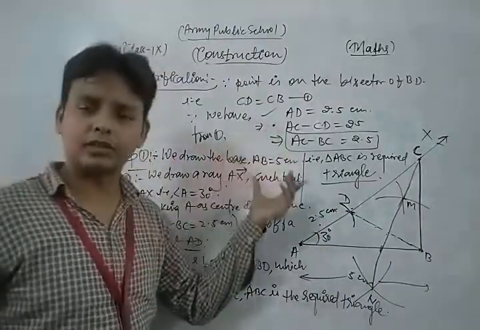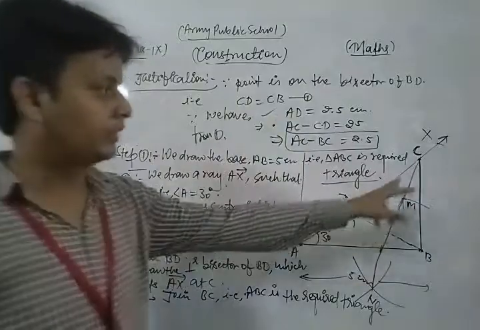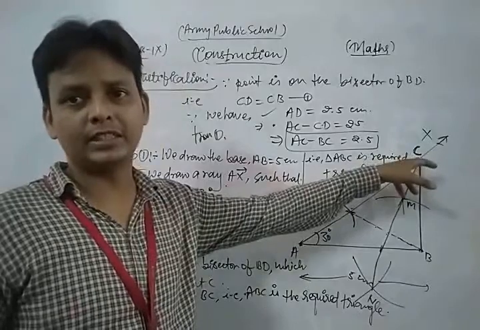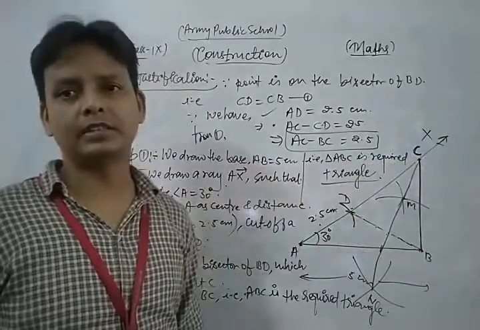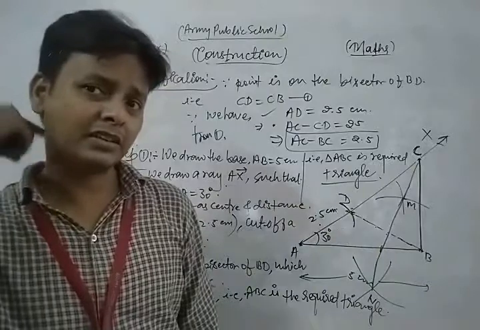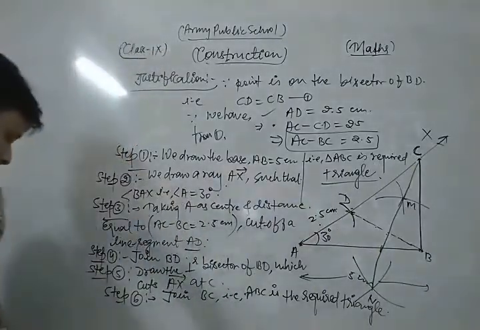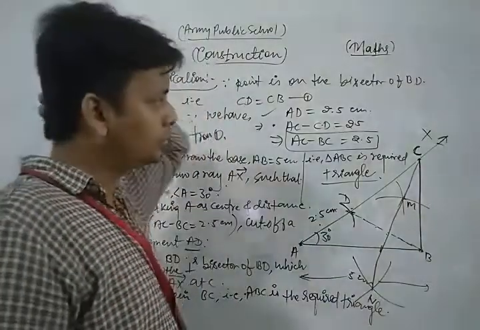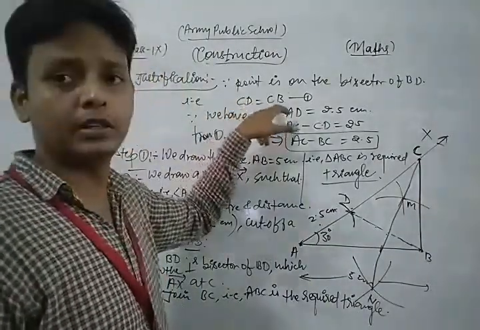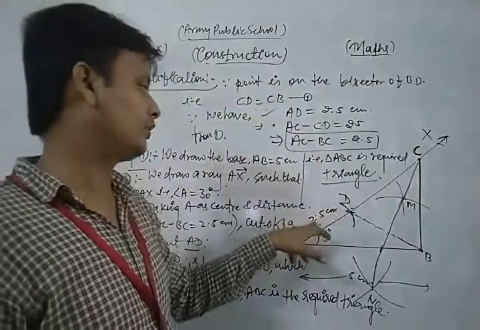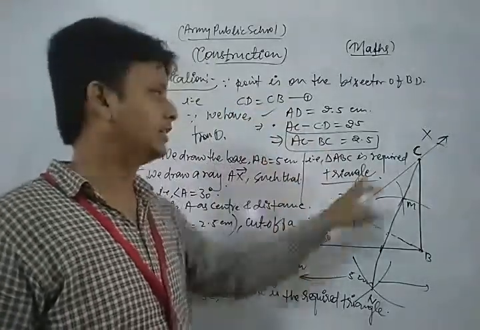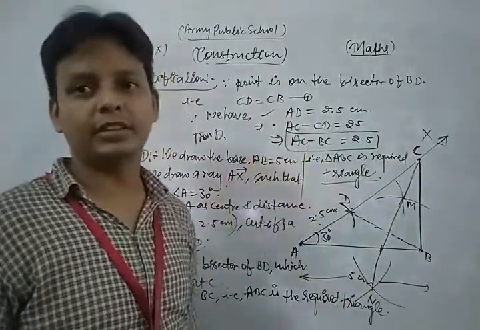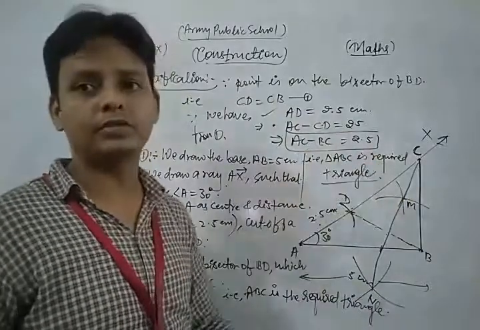Now we justify it here also. The point C is on the perpendicular bisector of BD, so the distance of point C from these two points remains constant. So here CD is equal to CB. From the question, AD is given as 2.5, and we can write AD as AC minus CD. Using CD as CB, this is the difference between two sides, which is equal to 2.5. So hence we justify it.